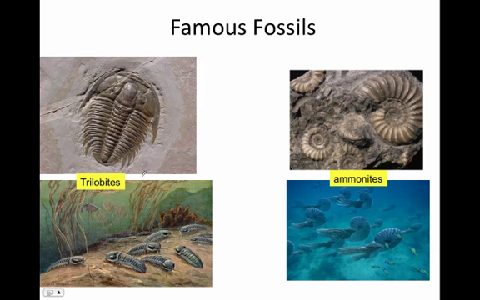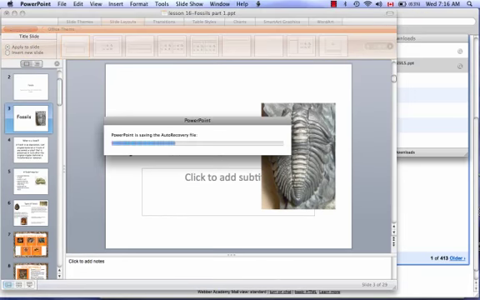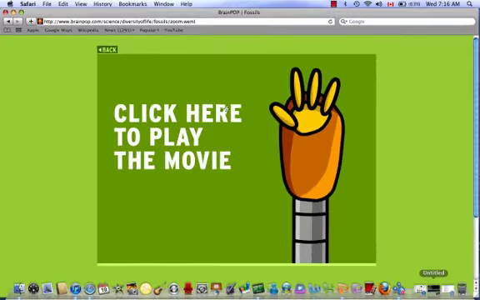Here are some famous fossils: trilobites and ammonites, which we've talked about before. They both used to live in the sea or in a marine environment. Let's look at the video clip on fossils.